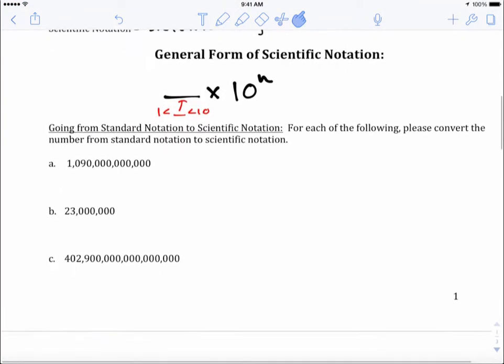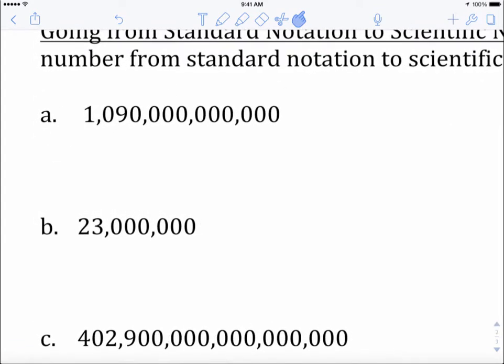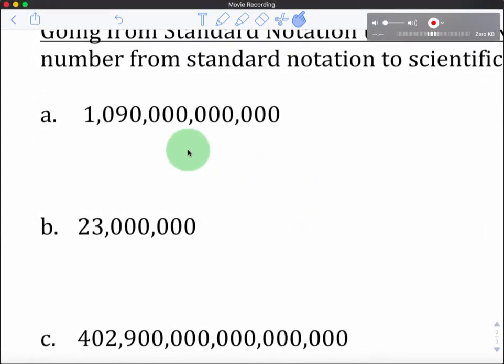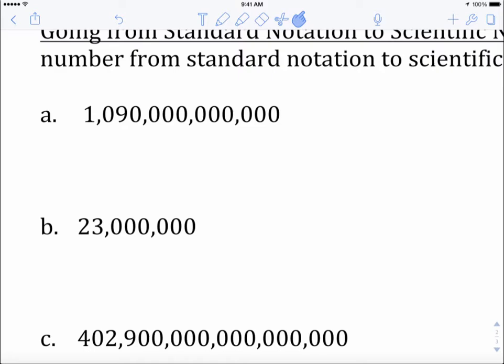All right, so let's take a look at our first number, which I believe is, what would you call this? One, so we got million, billion, trillion, 1,090 billion. Okay, so actually I do know how to say that number. Woohoo! Okay, so how would we write this in scientific notation?